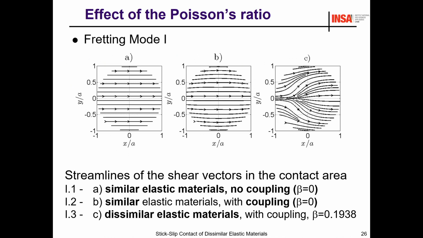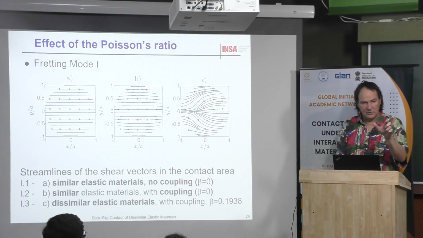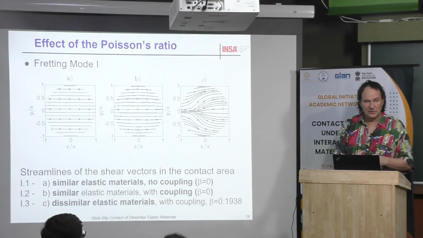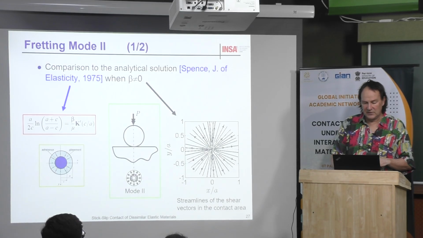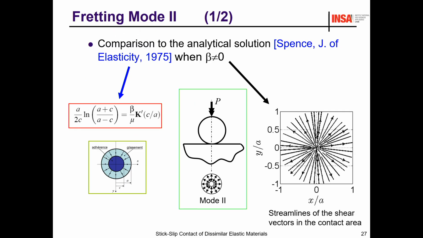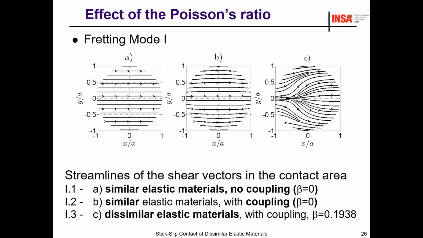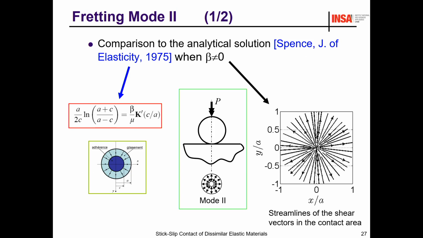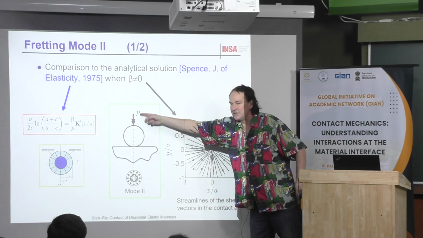All these results are given in a paper in Wear, which is included in the documentation. Okay, so you can have a look, and the model is very well described if you want to compute it by yourself. All the equations are accurately described. And this is the mode 1. Now we have a look at the mode 2. The mode 2 is when you have a normal load, which is oscillating.